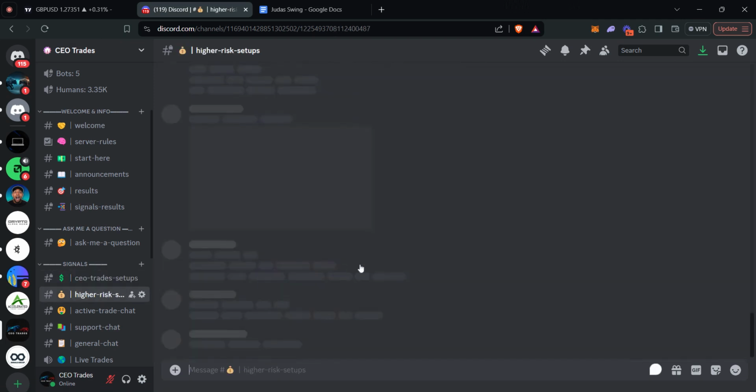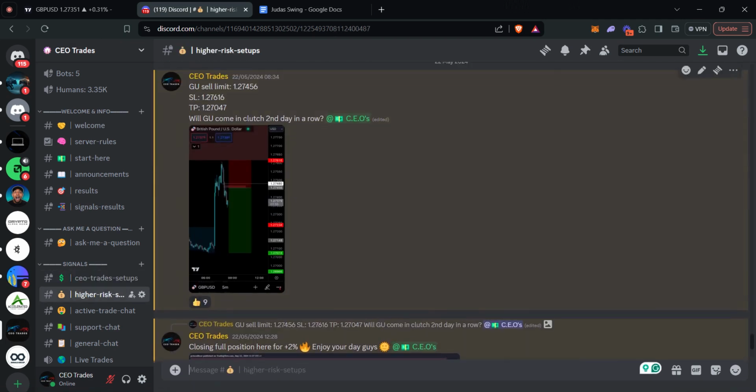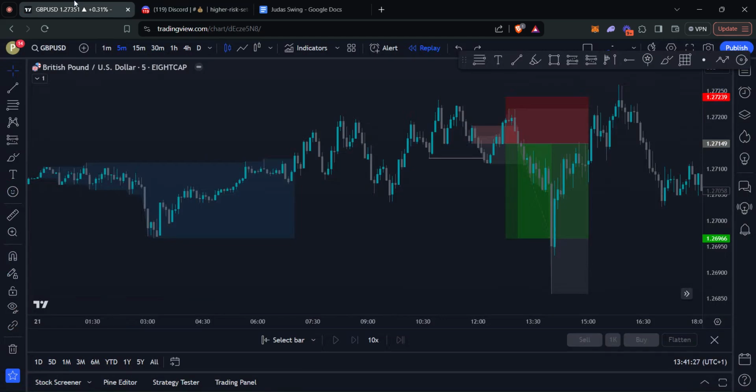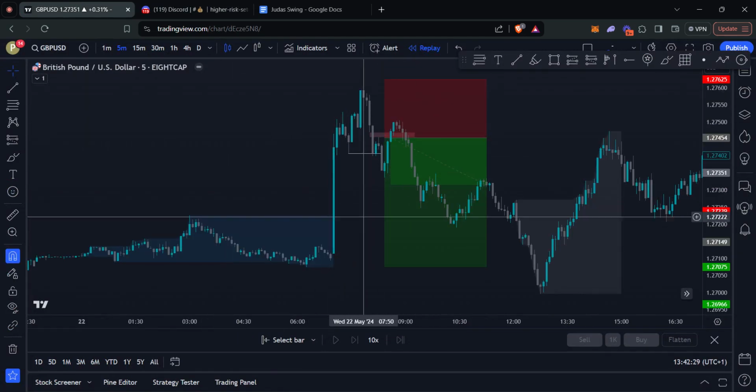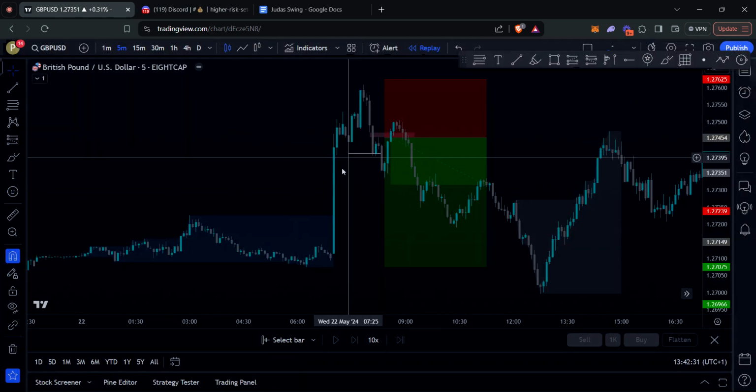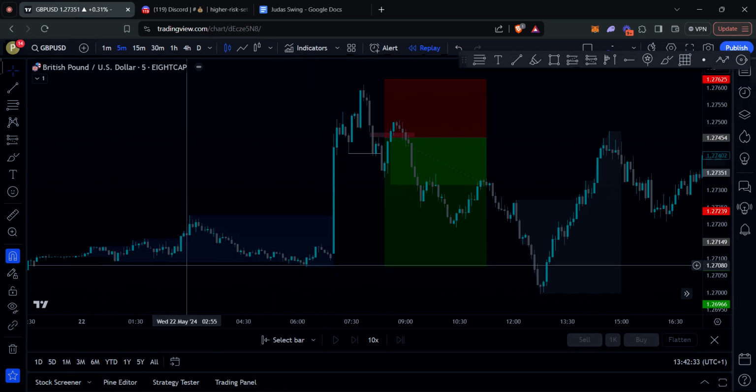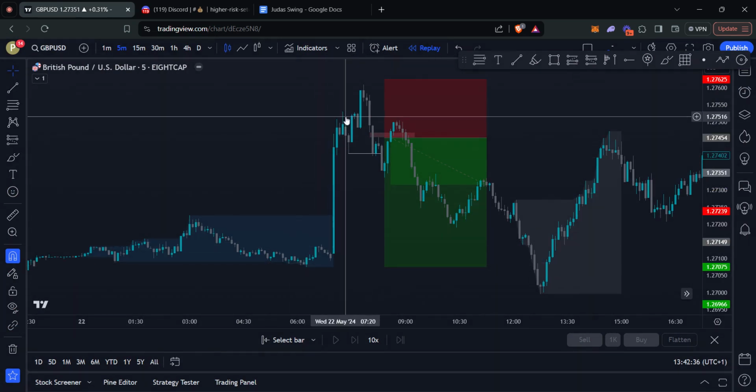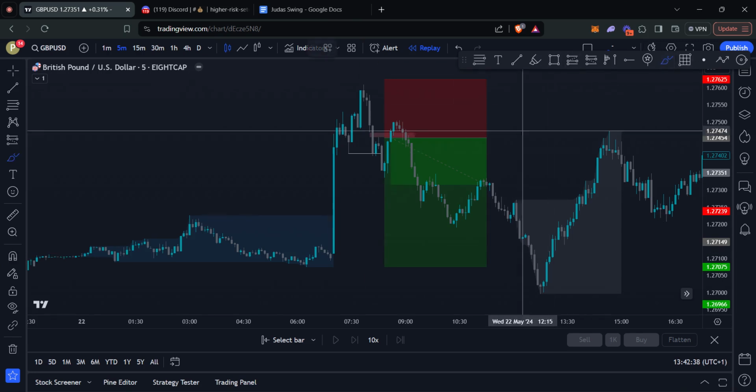Now on Wednesday, we had this GU sell limit again. So it was the exact same setup on GU. As we can see, this was the Wednesday 22nd at 8:34. So if we jump onto the charts and take a look, see, it is the exact same setup as we've been taking this entire week. We have the Asia high and the Asia low. We get the sweep of the Asia high, and then we simply follow structure.